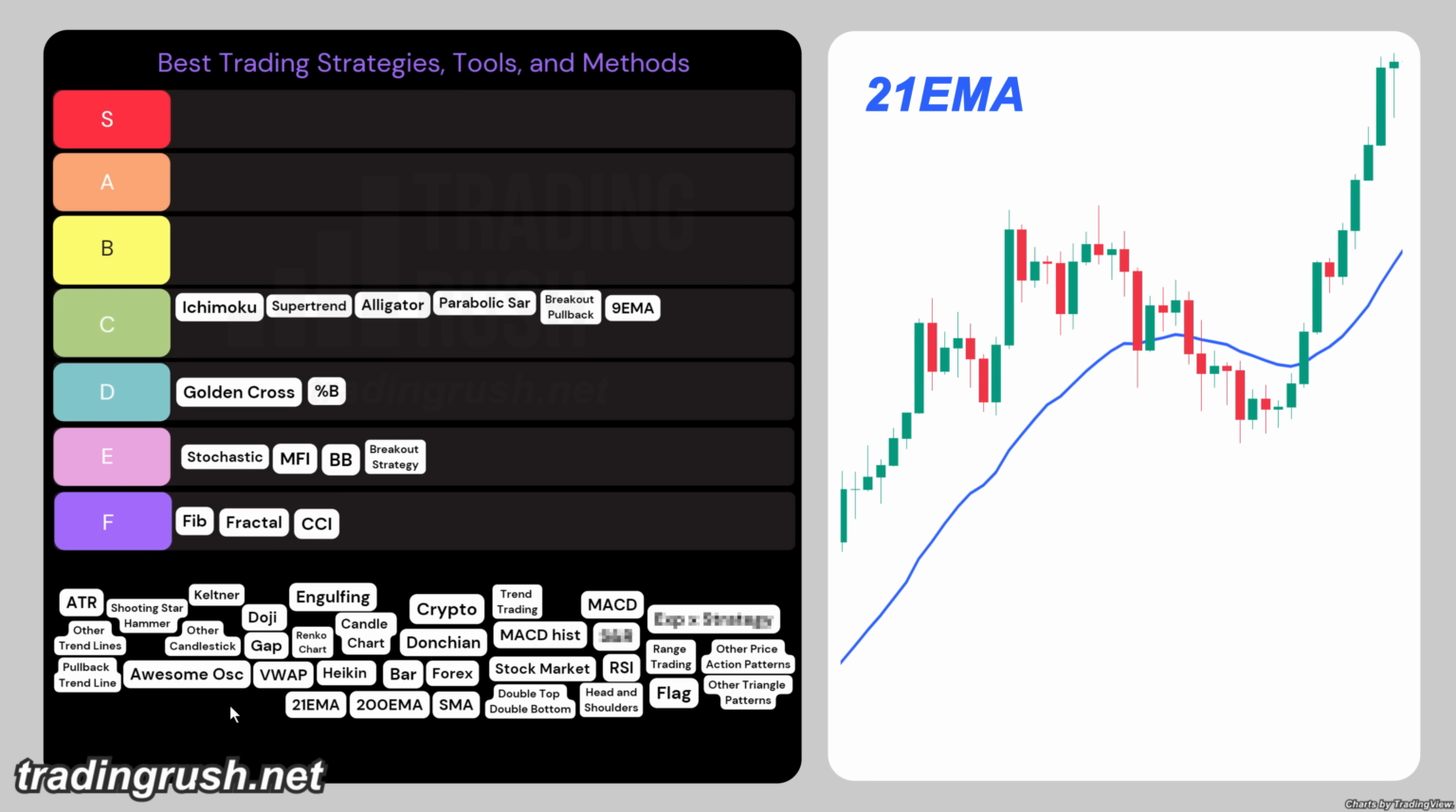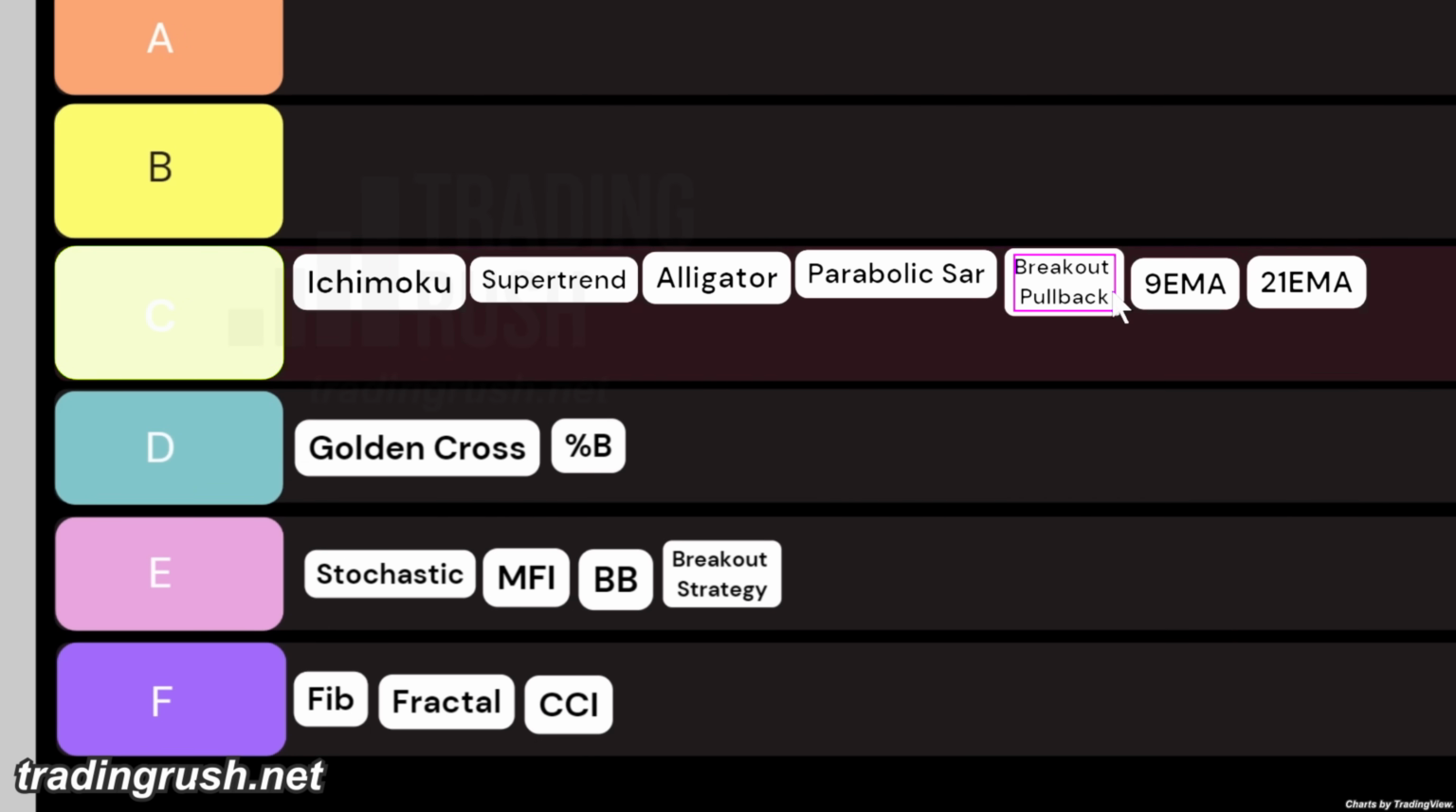Similar to 9 EMA, I used 21 EMA to see the medium-term trend or momentum. This was also a reliable indicator. I would put it next to the 9 EMA in the C tier.